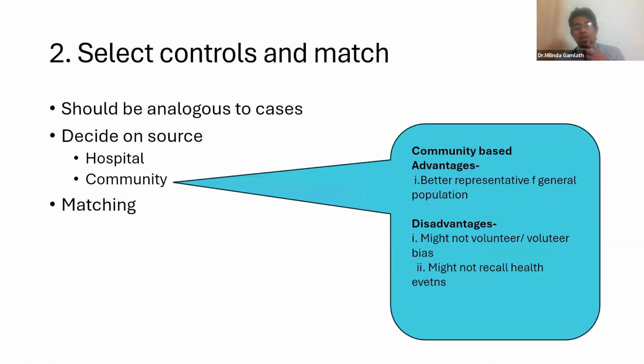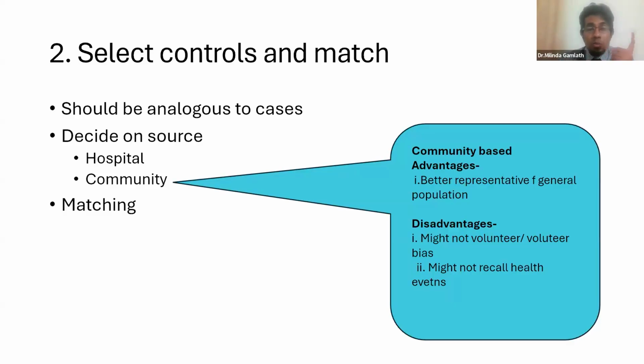So for the advantage of a community, you can take from the hospital or you can go into the community, into the village, and recruit cases as well as controls. Community-based controls are good if, like I said earlier, you want to extrapolate your findings to the general population. The disadvantage is they might not volunteer, they might not be willing to come. Hospital-based controls will be more likely to volunteer.